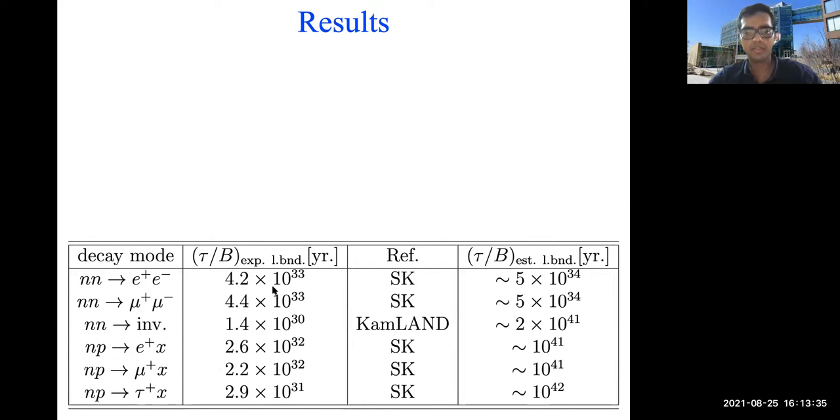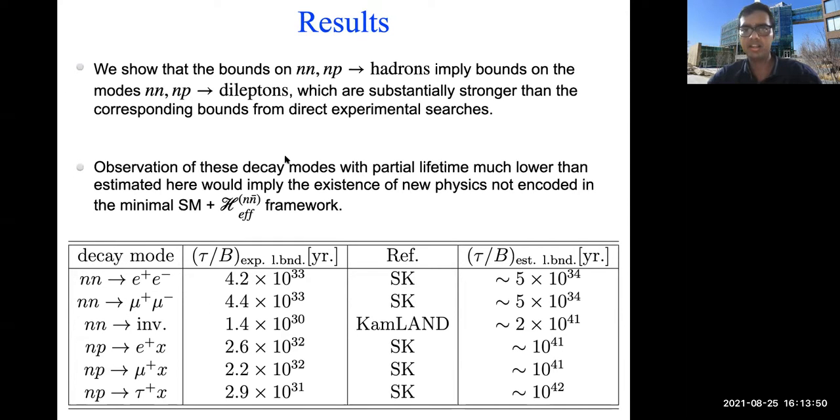The second column represents the experimental lower bound, and the fourth column is our estimated lower bound. And again, we use a bound on n n-bar oscillation to infer bounds on the dileptons. So they are more stringent than the current experimental bounds, and observation of these decays with partial lifetimes much lower than estimated here would imply the existence of new physics that has not been encoded in the minimal standard model plus effective framework.